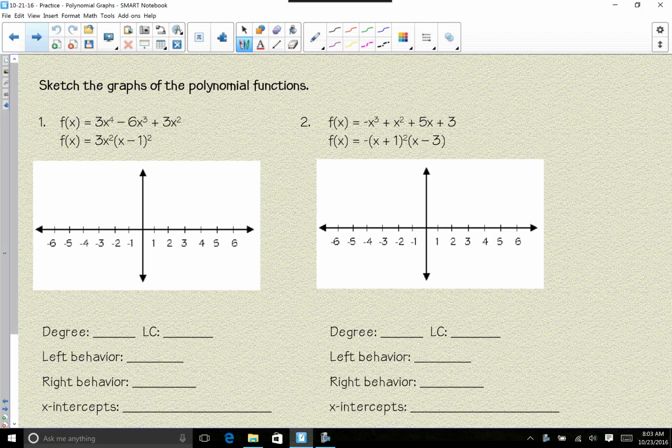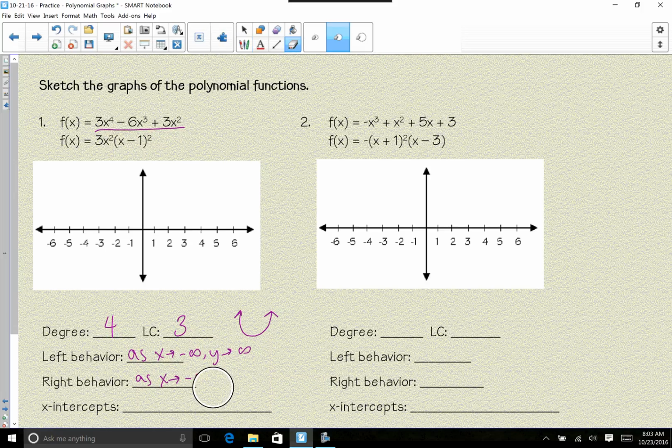Okay, so number one, the degree here is 4. Leading coefficient is 3. We get that from this first equation up here. So based on that, if it's an even degree with a positive leading coefficient, we know this graph's going to open up on both sides. So the left-hand behavior is as x goes to negative infinity, y goes to positive infinity, and same thing on the right. But this time x is going to positive infinity on the right side, and y goes to positive infinity as well.